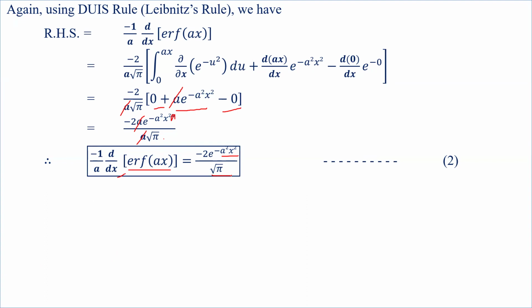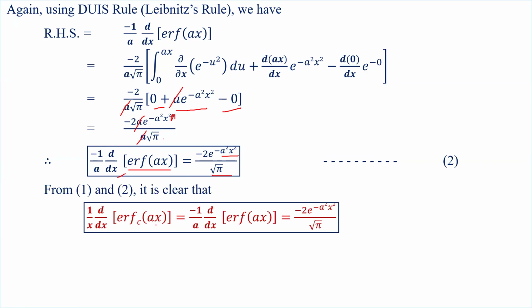If we compare equations 1 and 2, we have 1 upon x times the derivative of the complementary error function of ax with respect to a, which is equal to minus 1 upon a times the derivative of the error function of ax with respect to x, which is equal to minus 2 e to the power minus a square x square upon root pi. And this is our answer. Thank you.